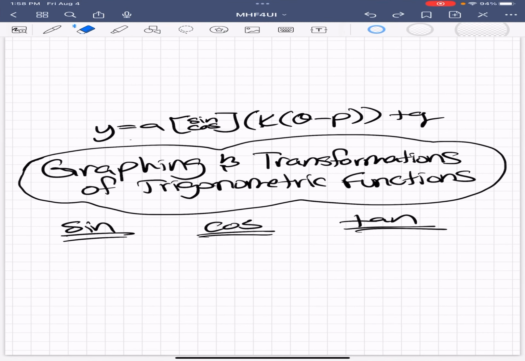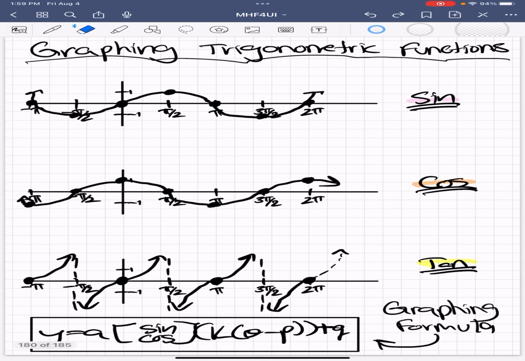Okay, so today we're going to be graphing sine, cos, and tan, and we're also going to be doing some transformations of trigonometric functions or sinusoidal functions. I'm going to give you some background knowledge that would be helpful, but it's not necessary because we're going to start off with easier questions and go into the harder questions. But I'm going to give you a background of the graphing formula and what each variable means and how to use them and how to apply it to questions.